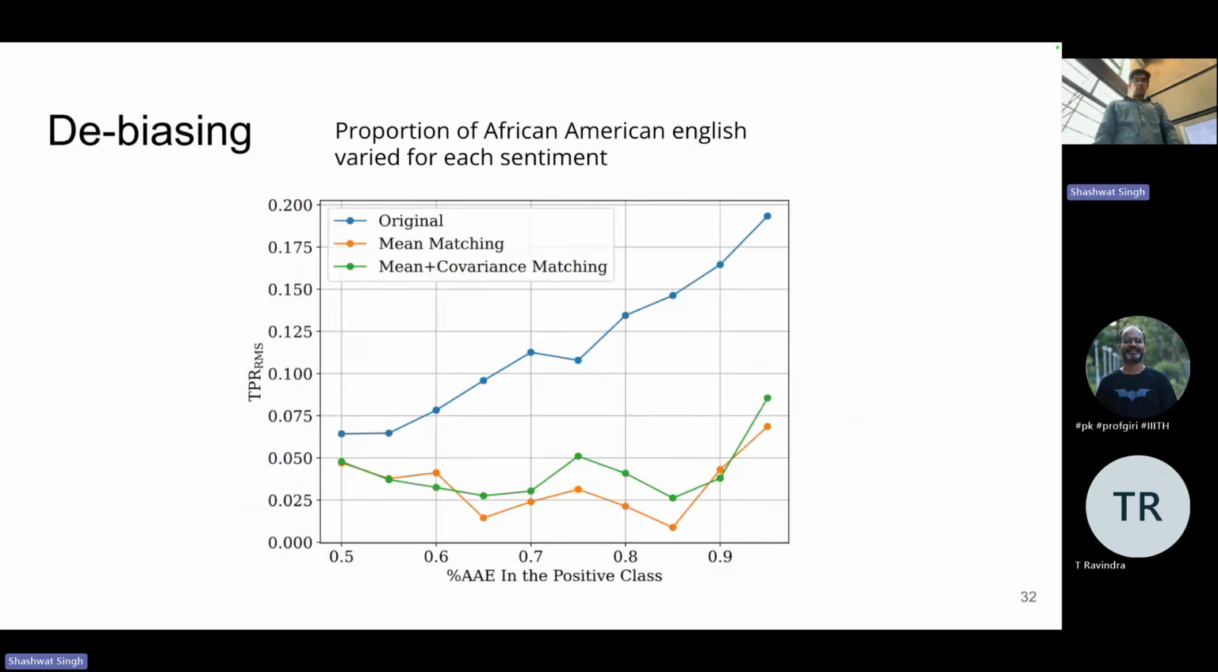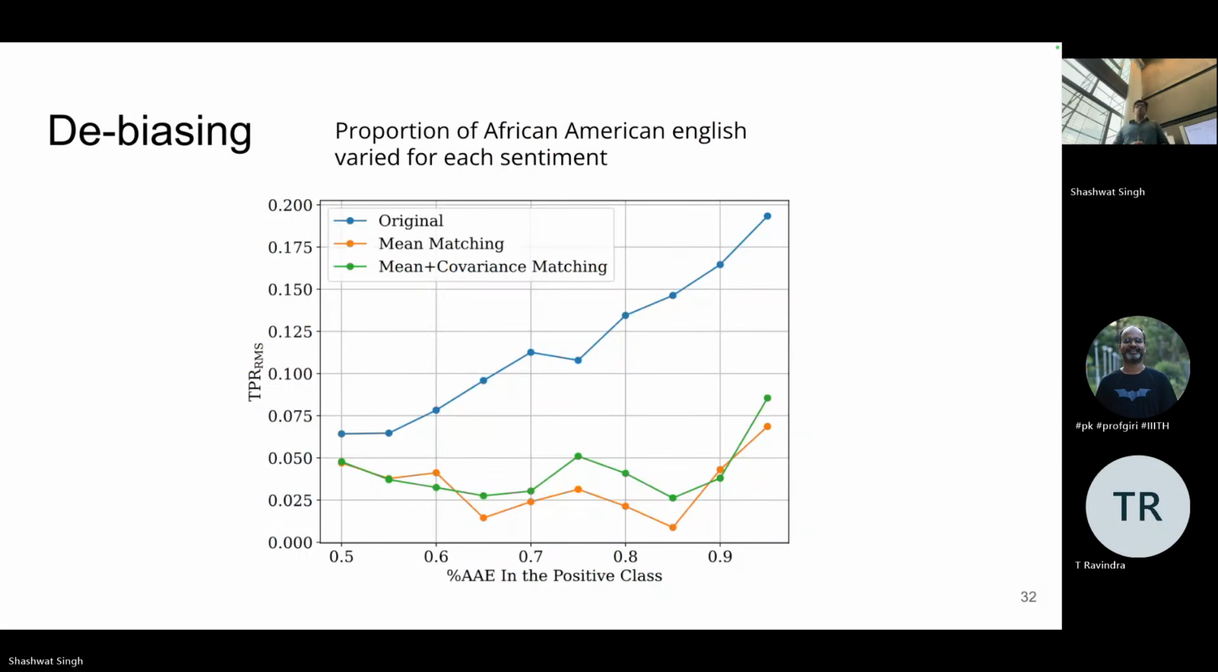So that's that. This is domain adaptation, kind of. So it's like we have a data set which has essentially two axes. One is whether it's in the African American English dialect, and the other is what sentiment it belongs to.